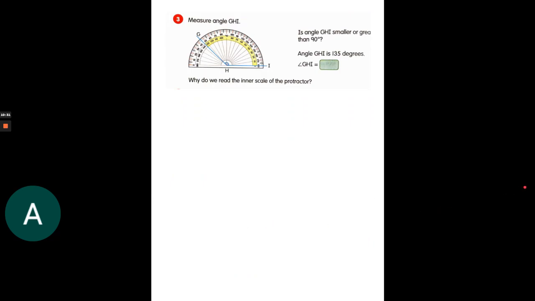Now for this one, again we're looking at an angle GHI. H is where the angle is. Now, it's telling us we need to read the inner scale. Is angle GHI smaller or greater than 90 degrees? Well, let's look at the blue lines. Yes, it's more open than 90 degrees. It's obtuse. We know it's 135 degrees because it's telling us, but we'll check.